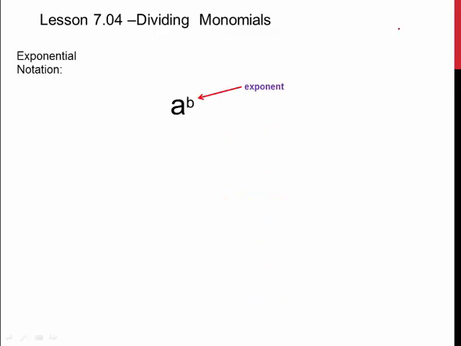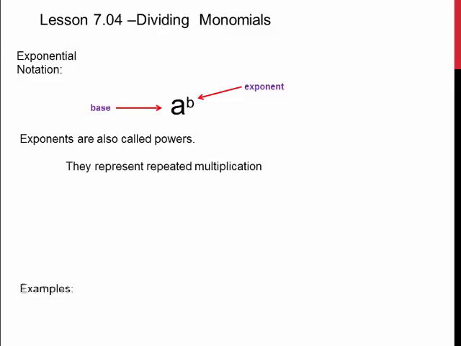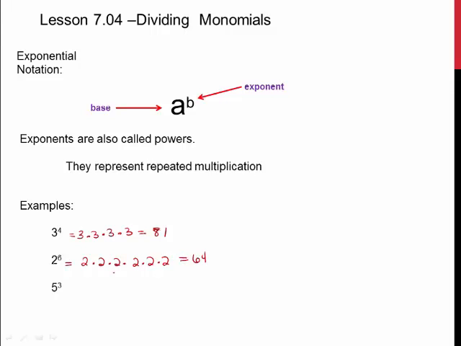If we have an exponent and a base, exponents are still called powers and represent repeated multiplication. We went over this in the last lesson, but just to go over it again, 3 to the 4th means that there are 4 3's being multiplied, not 3 times 4. 2 to the 6th means that there are 6 2's being multiplied, and 5 to the 3rd means that there are 3 5's being multiplied. So just be really careful that you don't just say 5 times 3.